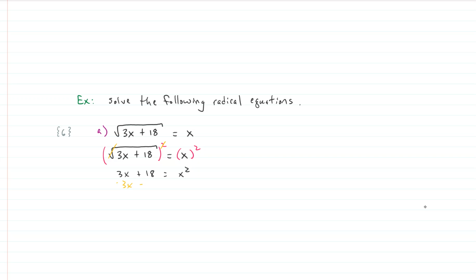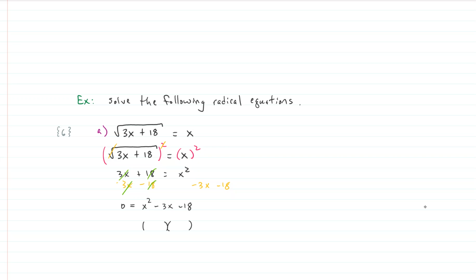Let's bring the 3x over and the 18 over by subtracting them off of the left and bringing them over to the right. And we can see that the 3x cancels and the 18 cancels on the left. So we now have 0 equals x squared minus 3x minus 18. So we need to factor this.